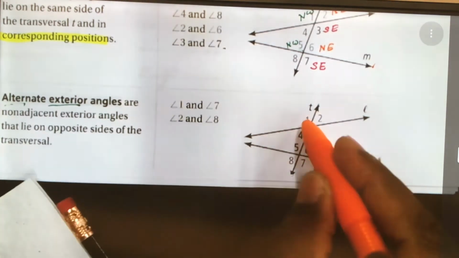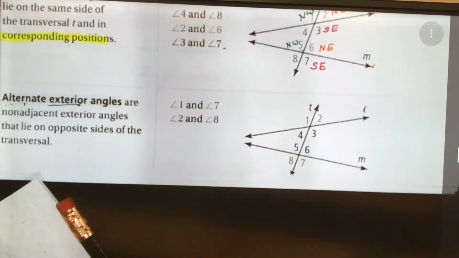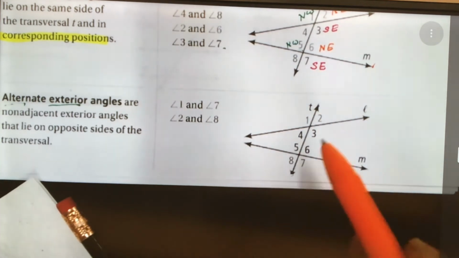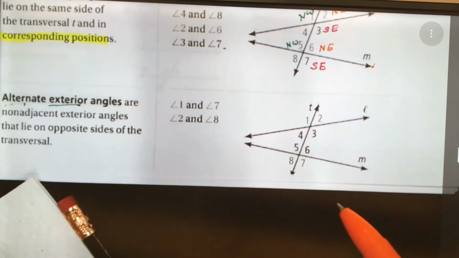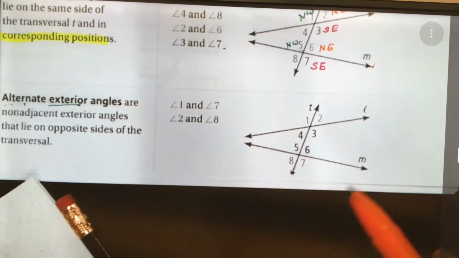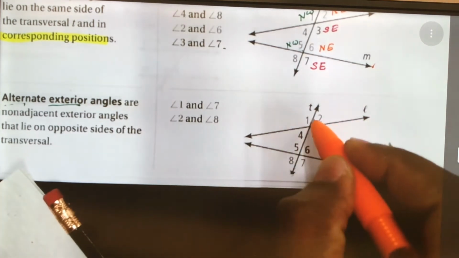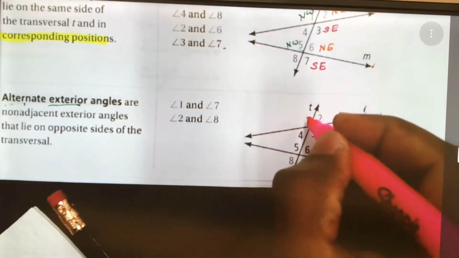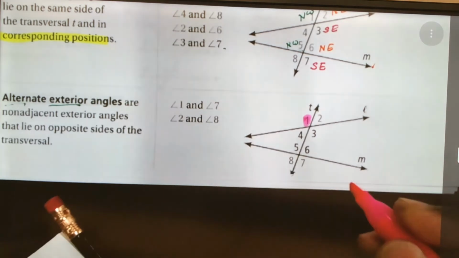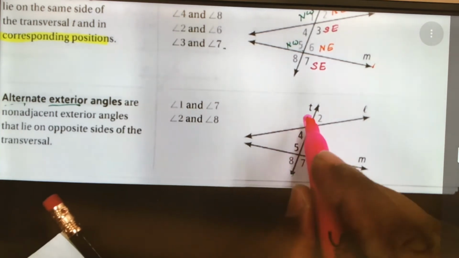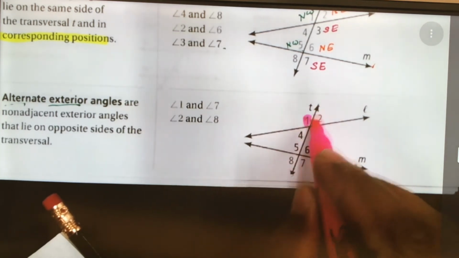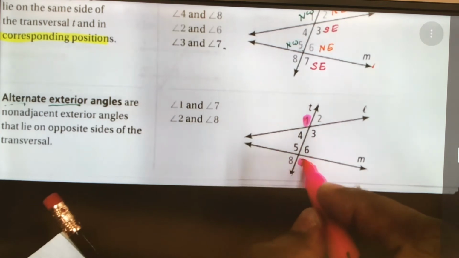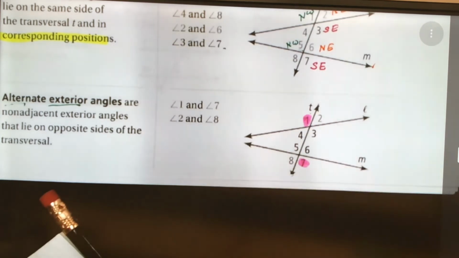It cannot be 1 and 2. So 1 and 2 is adjacent. So they should not be adjacent, but they should be on both sides and outside those two lines. So the first one is, if you take angle 1, this is the outside angle, exterior angle. The next exterior angle on the other side of the transversal is 7. So angle 1 and angle 7 are alternate exterior.